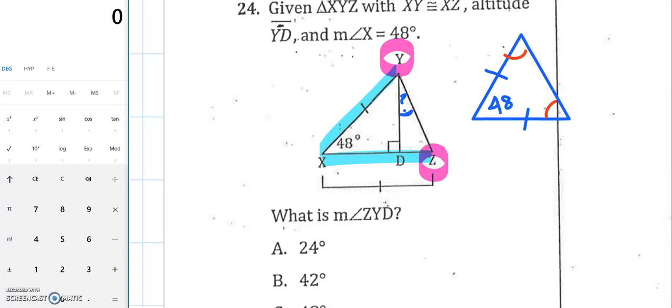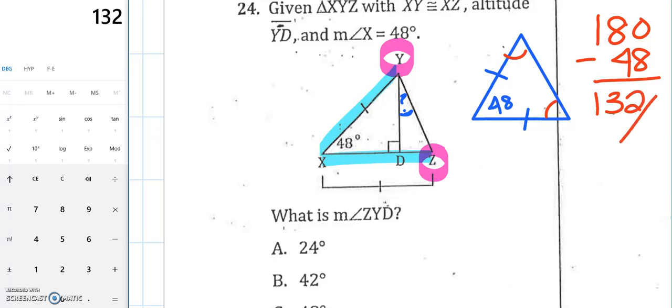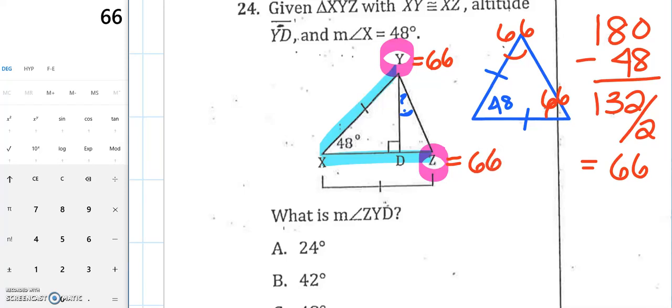So since every angle in a triangle should add up to 180, I'm going to subtract 48 to see what's left over for my two congruent angles. So 180 minus 48 leaves me with 132 degrees. Then I divide it by 2 so I can get each angle, and that's going to be 66 degrees for each angle. So in this diagram, angle y is 66, and then all of angle z is going to be 66.